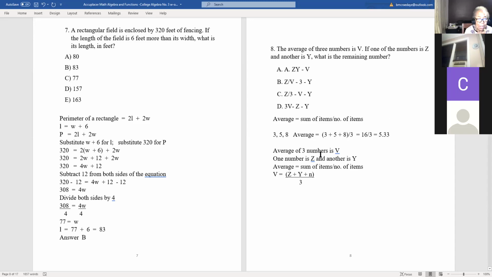Okay. Now, here you're given the average of 3 numbers is V, one number is Z, and another is Y. So V is the average. Z plus Y is 2 of the numbers, and N is that third number, the remaining number, and 3 is the number of items. So, Latoya, what do I do next? Remember, I'm trying to find N. So what am I going to do next? What's my next step?